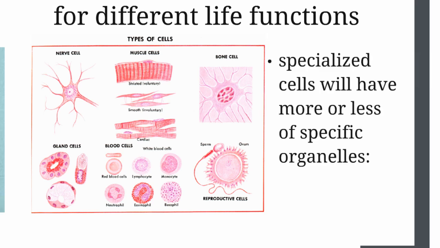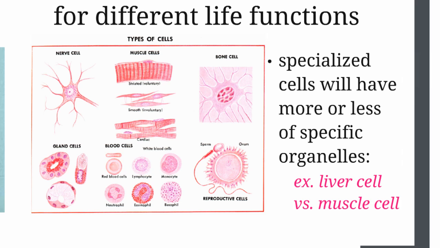While all of these specialized cells have all of the typical eukaryotic organelles, you will find more of certain organelles in certain cells depending on their function. So consider a liver cell versus a muscle cell. Your liver is going to function to do a lot of detoxification.